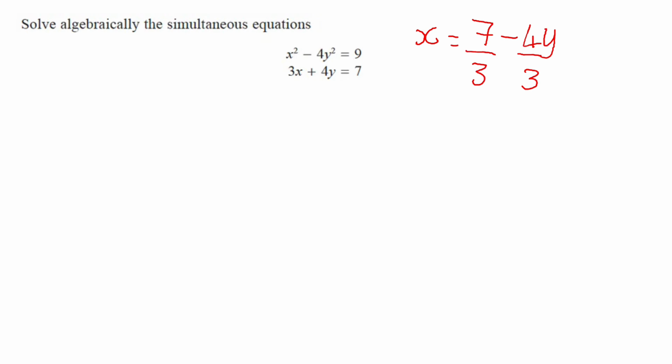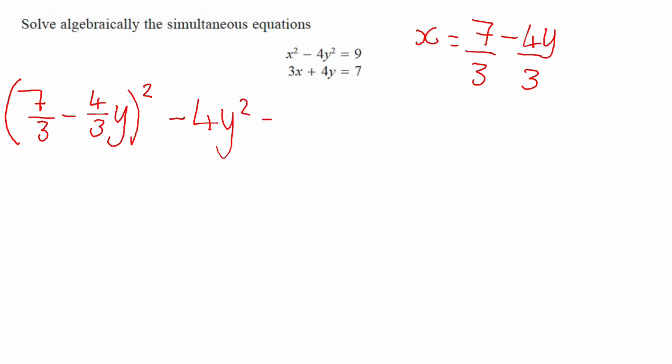Right, now what we're going to do is substitute this in to the quadratic. So we end up with this expression, and that is all squared. And then the rest of the quadratic is the same as we can see in the question. So we've got minus 4y squared equals 9. Perfect, right. So what we need to do now is we need to expand out this as a double bracket. And then we'll put it back into the minus 4y squared equals 9 part.